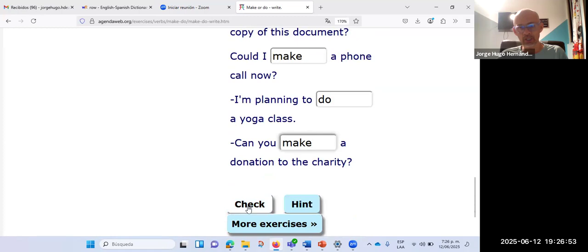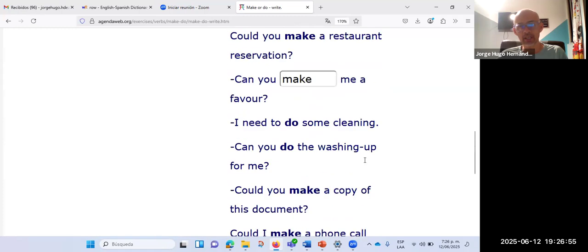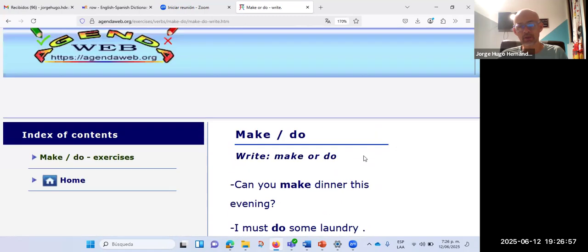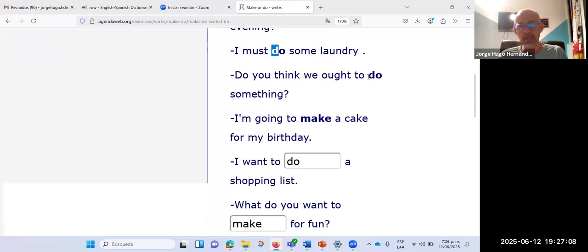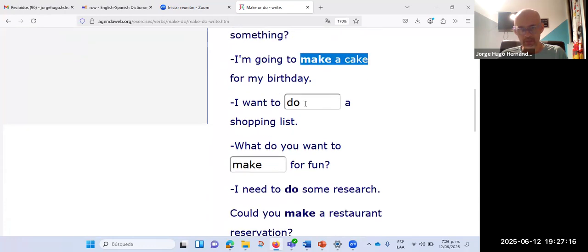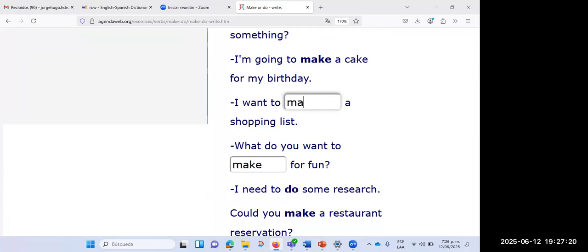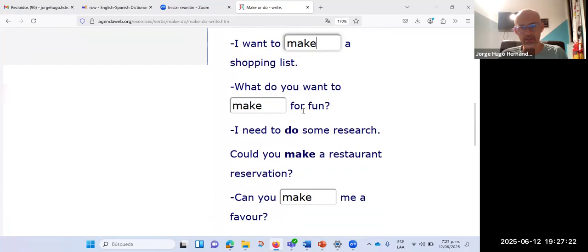Okay, we are going to check these sentences out, and there are two or three wrong. Okay, can you make dinner? Prepare, cook, laundry. This is housework. So do is something which is not specific. Prepare, cook, cake, this one. What happened here? We don't do a shopping list, we make a shopping list.